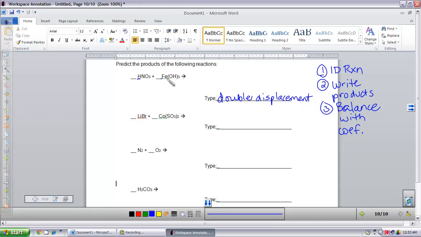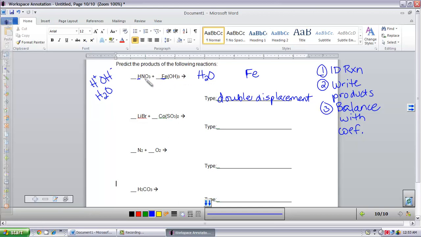That means I'm going to keep the cations in the front. And they're just going to switch partners. So hydrogen is not going to be partnered with nitrate anymore. He's going to be partnered with hydroxide. One thing to know about hydrogen and hydroxide is when you put them together, you make something called water. Because this is an acid, this is a base, and you put them together, it makes neutral water.